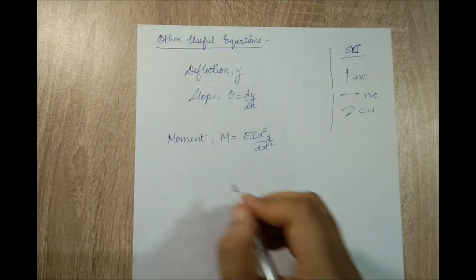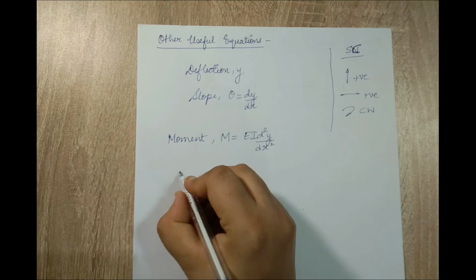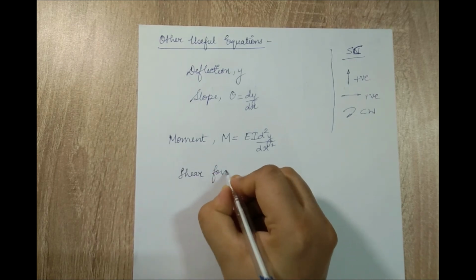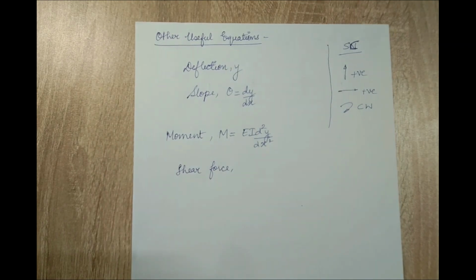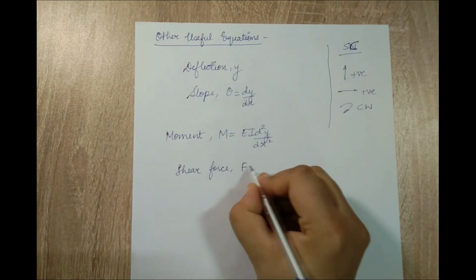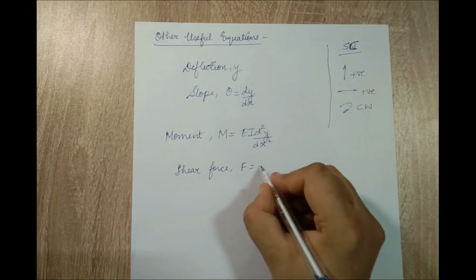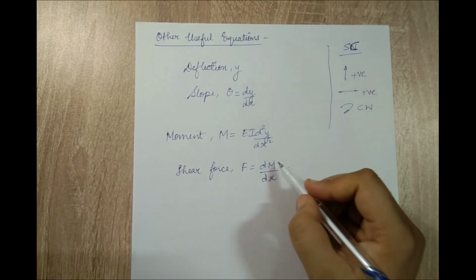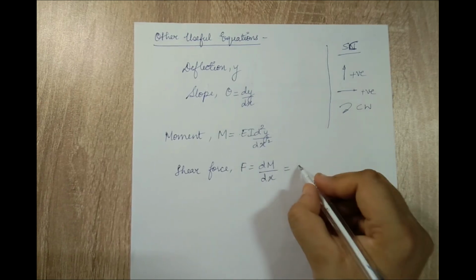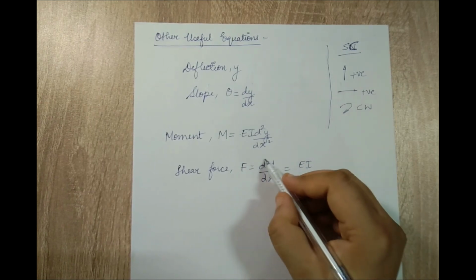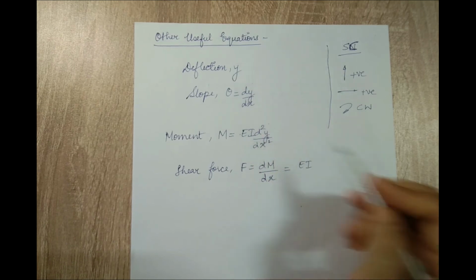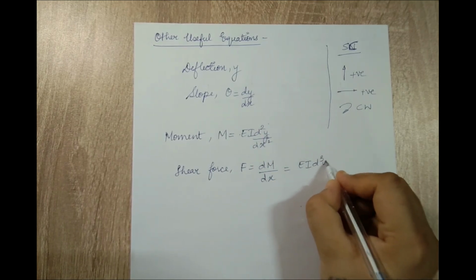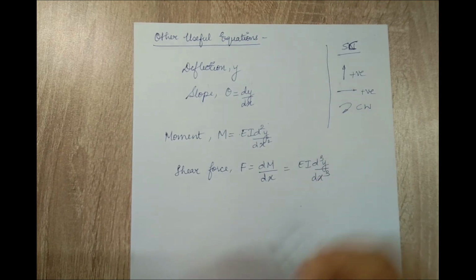Now, if I talk about a particular term which is shear force, if you recollect the shear force and bending moment chapter, there I have actually derived an equation for F and M. F was dM by dx. Here if I substitute the value of M, E and I being constant, I will only differentiate this term d square y by dx square. The third derivative of it is d cube y by dx cube.